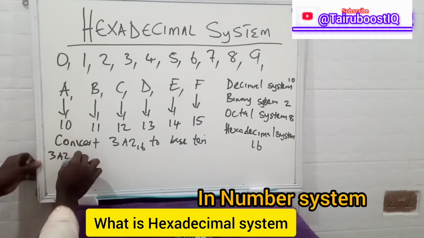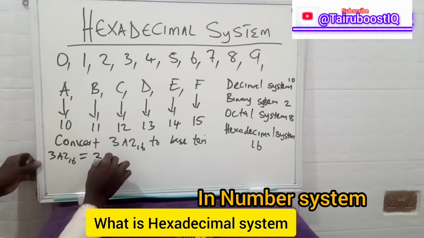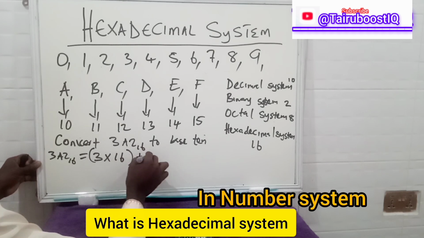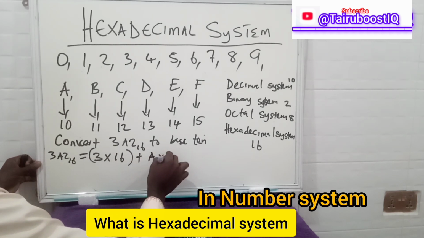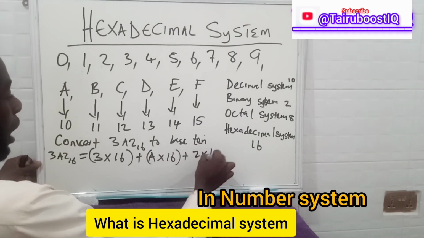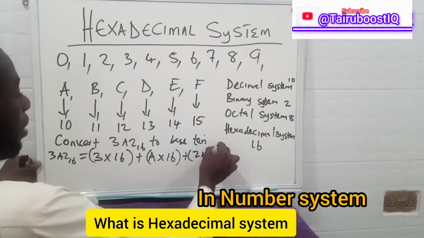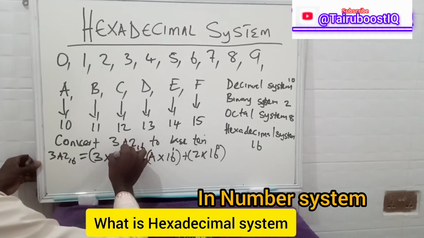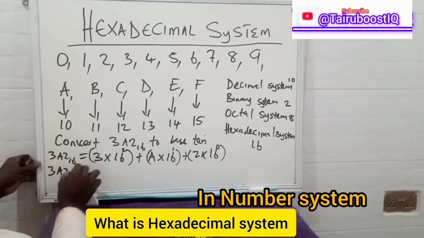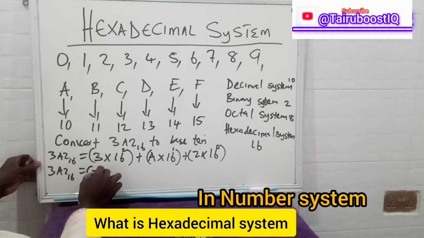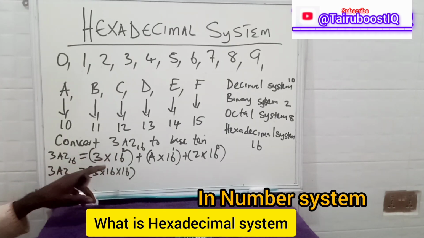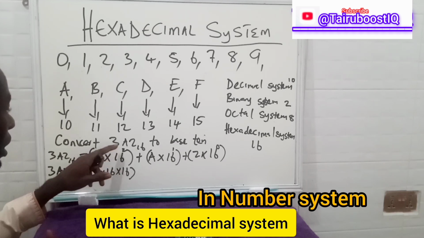We are going to say 3A2 in base 16 is equal to 3 times the base, the base is 16, plus A times 16, plus 2 times 16. Then here we have powers 0 first, 1 and 2. From there, 3A2 in base 16 will be equal to 3 times 16 times 16, because 16 raised to power 2 simply means 16 times 16, not 16 times 2.